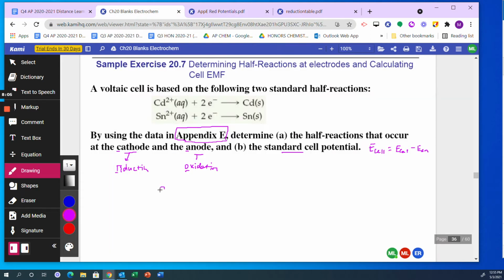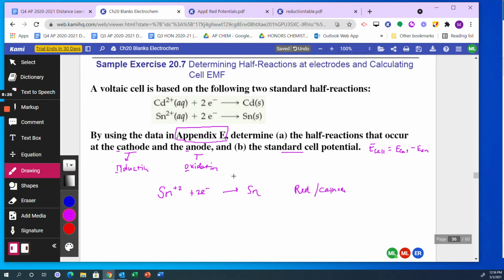So there it is. I'm going to write it like this. Sn2+ plus 2 electrons gives Sn. Here Sn2+ got reduced, so this is the reduction. And the reduction happens at the cathode. So this is the cathode.